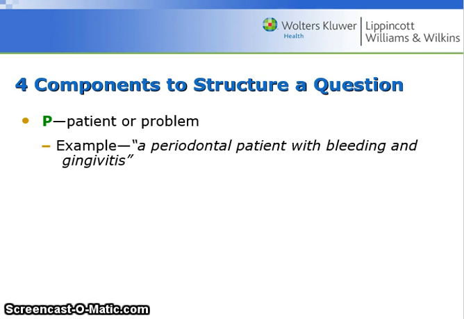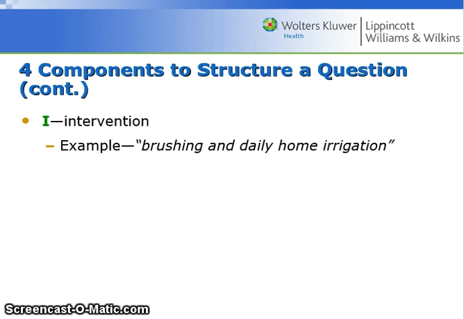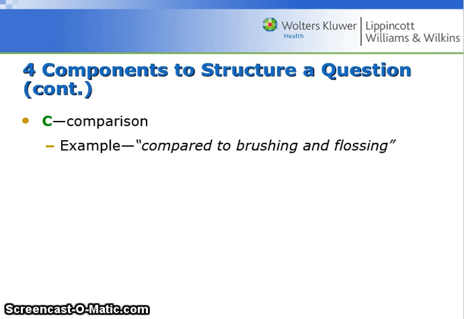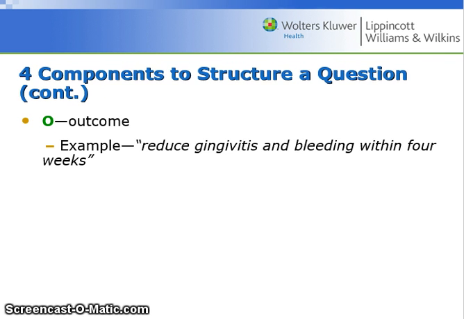P stands for patient or problem. Example, a periodontal patient with bleeding and gingivitis. I stands for intervention. Example, brushing and daily home irrigation. C stands for comparison. Example, compared to brushing and flossing. O stands for outcome. Example, reduced gingivitis and bleeding within 4 weeks.